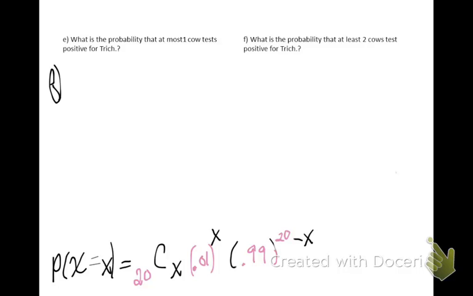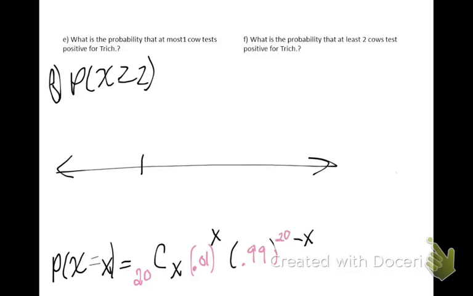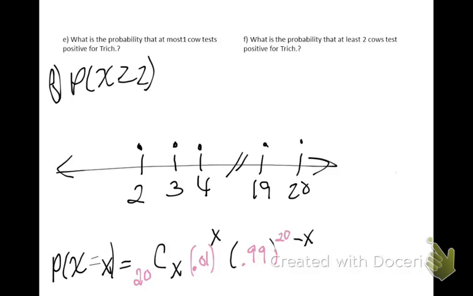What is the probability that at least 2 cows test positive for trich? This is the probability that x is greater than or equal to 2. If you look at your sample space, it's the probability of equaling 2, 3, 4, all the way up to 20. This will take a lot of work to do.